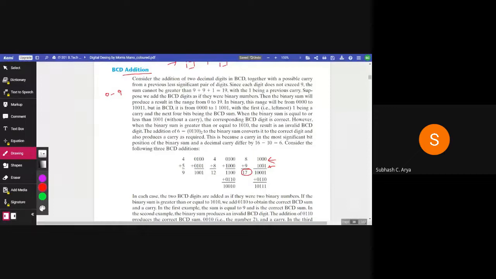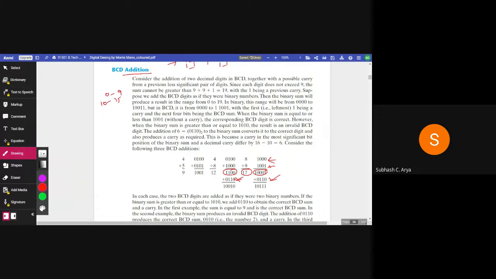You see 0 to 9 we can easily represent while adding, but from 10 to 15, how many numbers are there? 10, 11, 12, 13, 14, 15. There are 6. These 6 numbers are not represented. So we have to add this 6 here. You see every time they add 6 whenever the sum is coming greater than 9. So here sum is coming greater than 9, so they have added 6. Here also the sum is greater than 9, they have added 6 to represent the BCD number correctly.